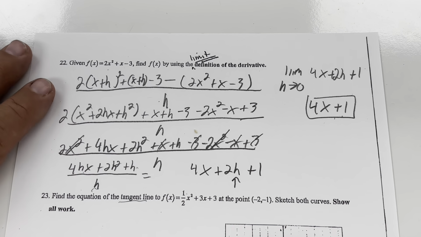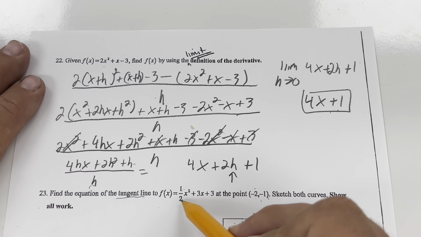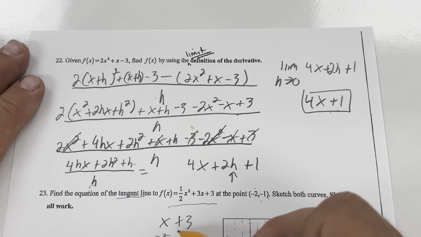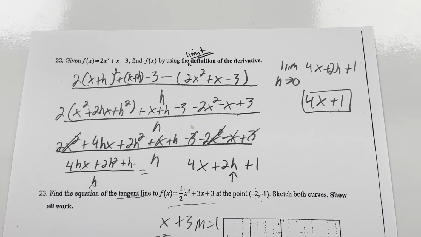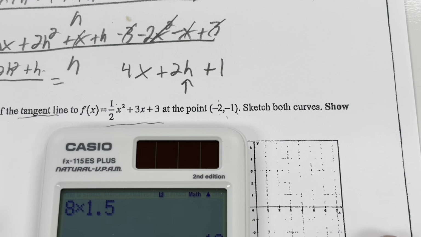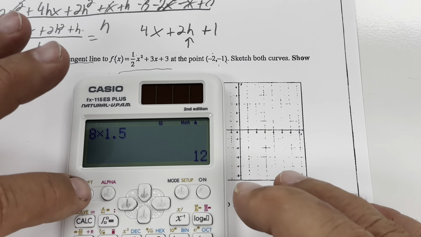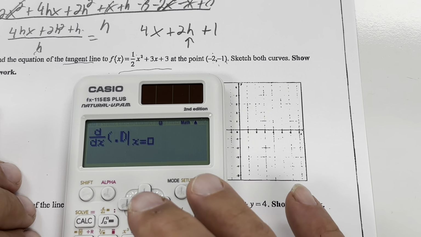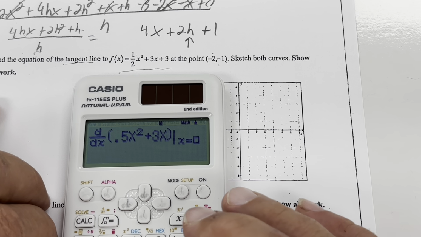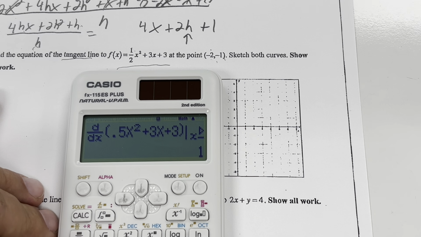Tangent line, so at the point negative 2, 1, they give us that. All we need to do is plug in the negative 2 to the derivative. So the derivative of this is going to be x plus 3, and you plug in negative 2. So that would give us the slope equals 1. You could also use the calculator. We can use the derivative button on the calculator, and we're going to evaluate the derivative at negative 2. So you're going to hit shift and the derivative button, and 0.5 x squared plus 3x plus 3 evaluated at negative 2. And the slope is 1.